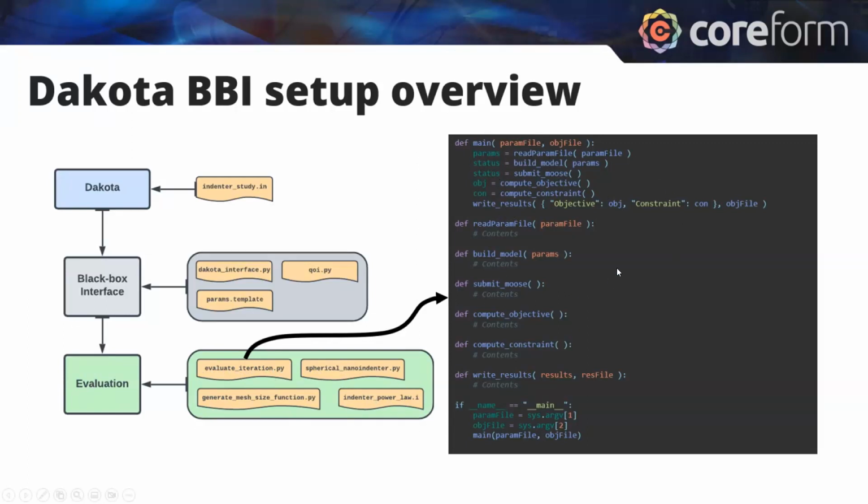So looking at just the script overview of evaluate iteration, we're going to read in that parameter file that I mentioned is written out by DAKOTA. It'll fit the template of this params.template, which I'll show in a bit. But then I've got routines for building my model, which is going to call Cubit, submitting Moose, which again I'm going to use subprocesses for, but you could use something like SlurmPy, computing objectives and constraints from the results of your simulation, and writing those results back out to a file. And then it'll return back to the black box interface, which will call back to DAKOTA.